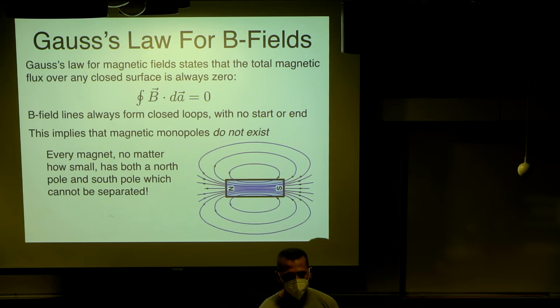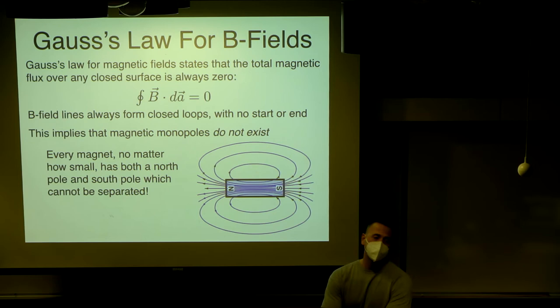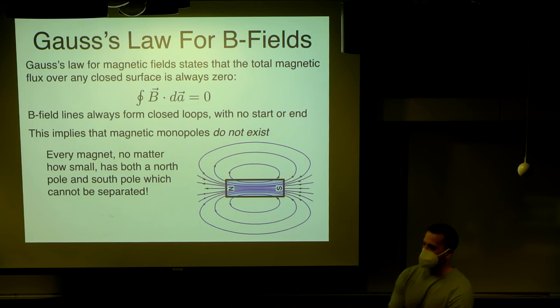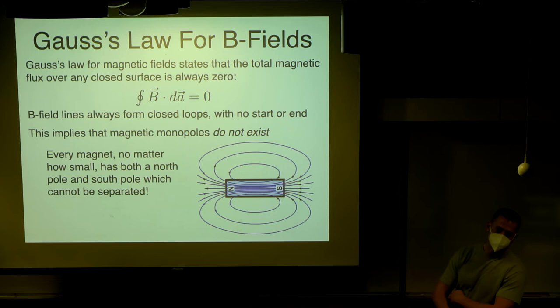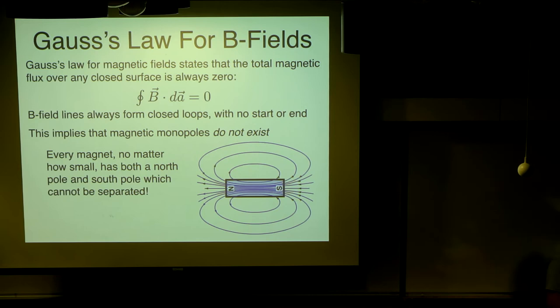Fortunately, it's a lot simpler, okay? This is called Gauss's law, but for B fields. You've already seen Gauss's law before for electric fields. You guys remember how that works? Yeah? Okay. For electric fields, we have the integral of E dot dA equals Q enclosed over epsilon naught. That's what that was. Gauss's law for magnetic fields says this: the integral of B dot dA over some closed surface is equal to zero. The right-hand side is just straight up zero.